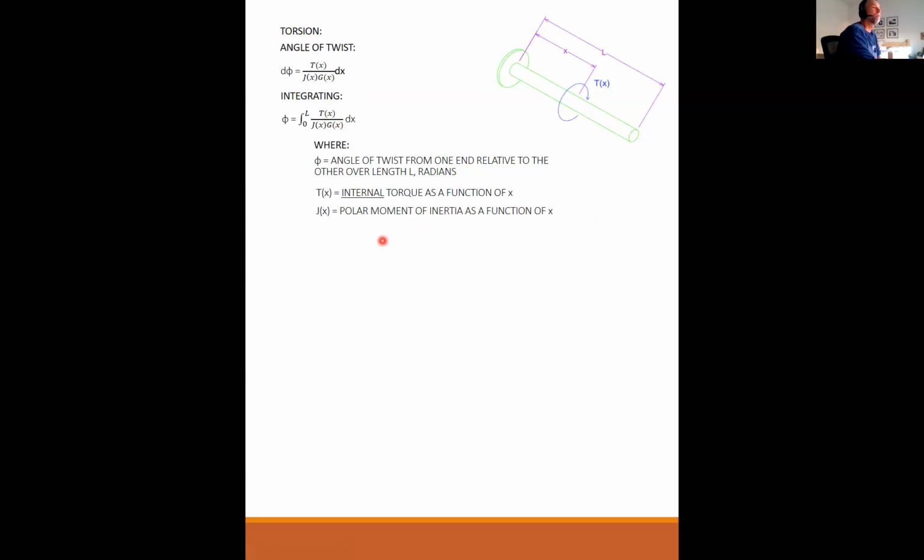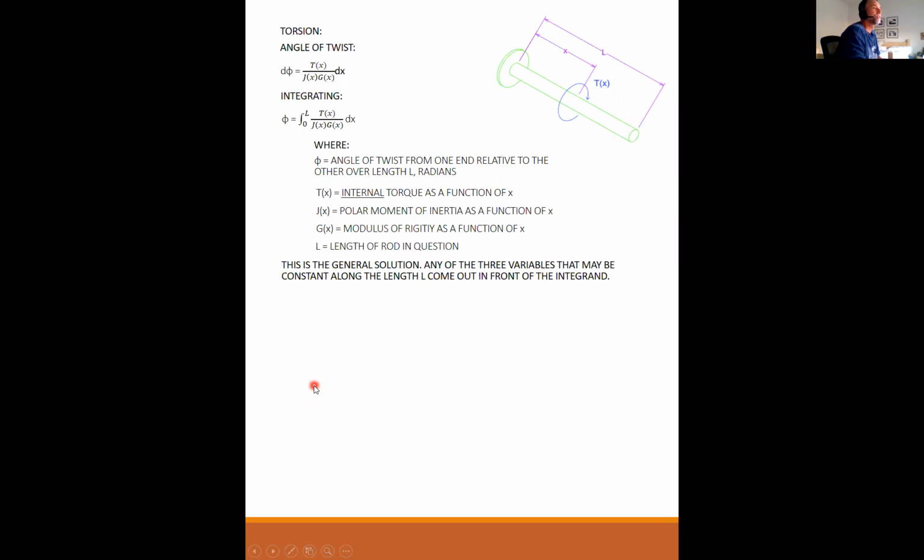J of x is the polar moment of inertia as a function of x. Again, you could have a conical shape, or different shapes at different locations. I only showed one. And the modulus of rigidity as a function of x would not commonly change as you go down the length of the same material, but you could have segments of different materials welded, bolted, or fused together in some way, so it wouldn't be constant through the whole length. And L is the length of the rod in question.